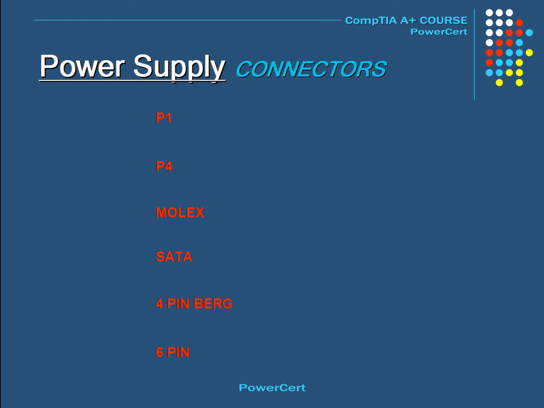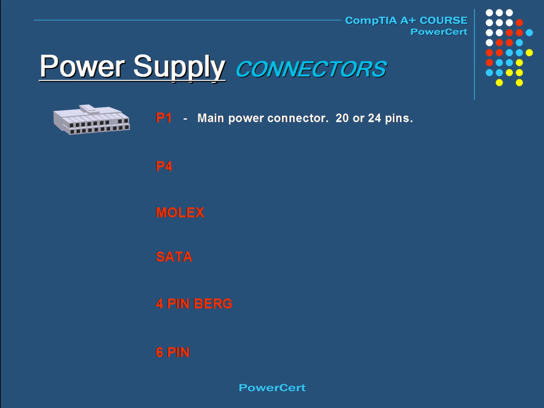The power supply is equipped with different types of connectors. One connector is called the P1 connector. This is the main power connector that connects directly into the motherboard and provides it with power. The P1 connector has either 20 or 24 pins.